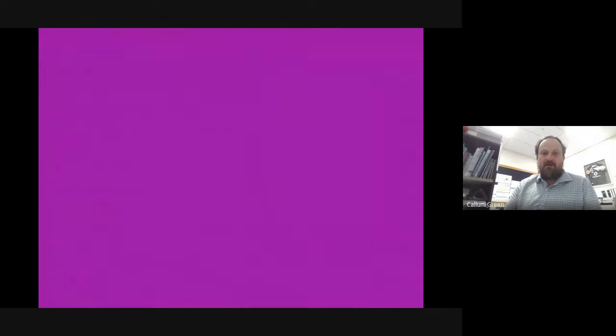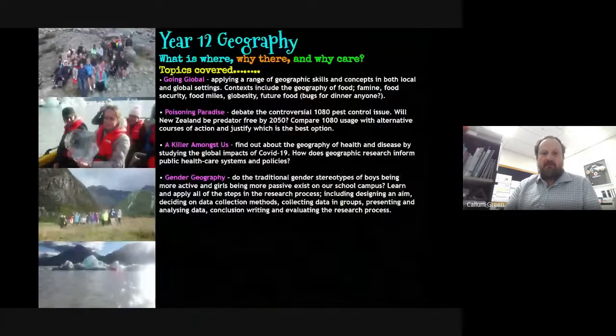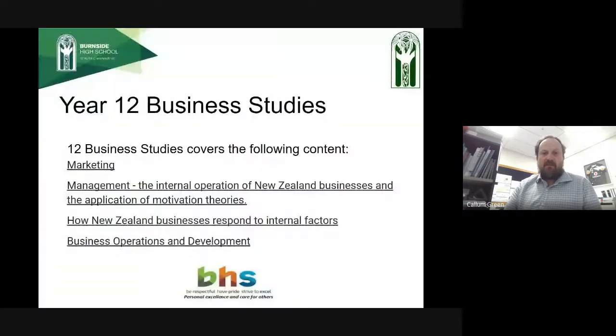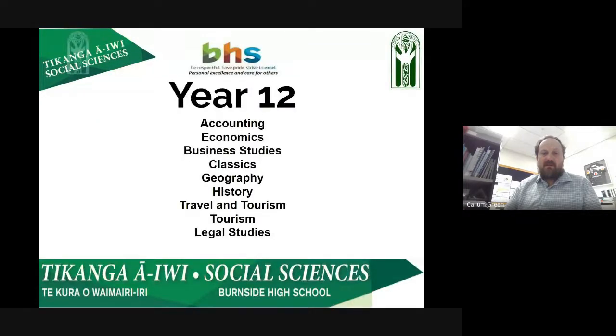So if we just go back to the start of all of those subjects, the only subjects that have a clear prerequisite are accounting and travel and tourism. Most of the subjects here do have exams at the end of the year, but all of the courses range from about 17 to about 23 credits. That is the Year 12 social science subjects.